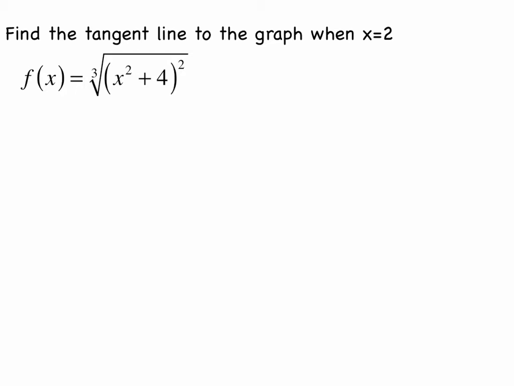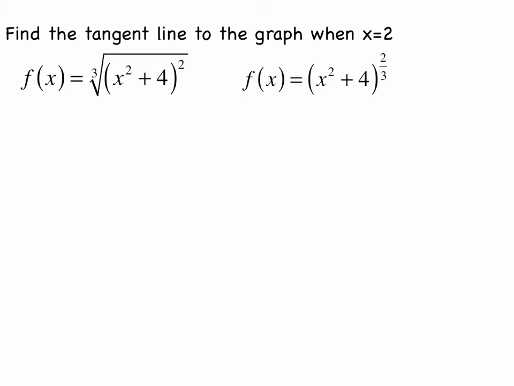Find the tangent line to the graph when x equals 2. And the graph is the cube root of x squared plus 4, squared. So right now it looks a little daunting, but let's rewrite it first. You should remember that when you take the cube root of something, it's the same thing as to the 1/3 power. So if something's squared to the 1/3 power, it's going to be that something to the 2/3 power. So now it looks a little bit easier.